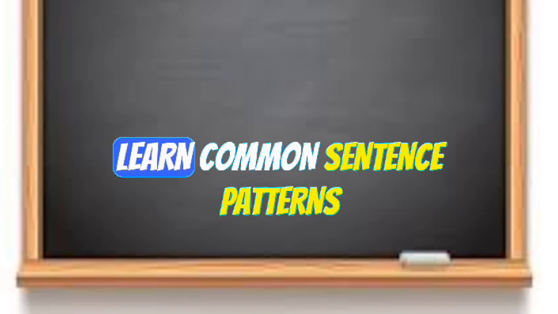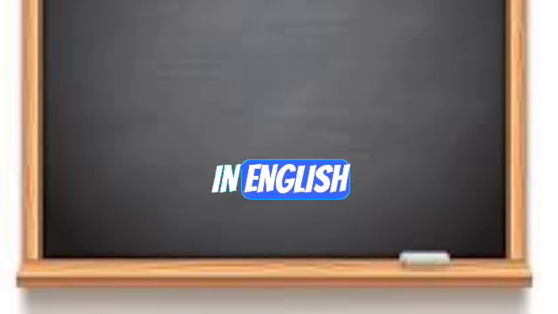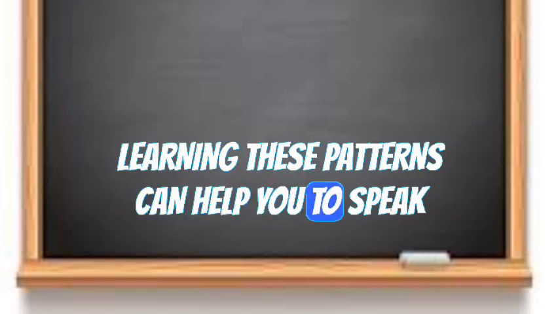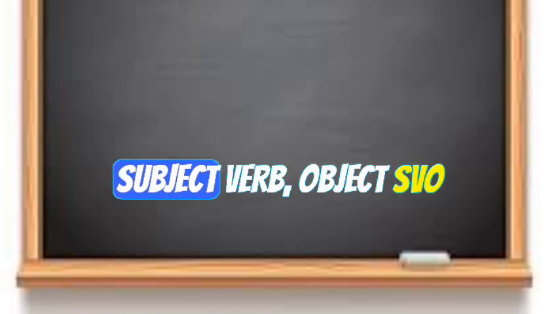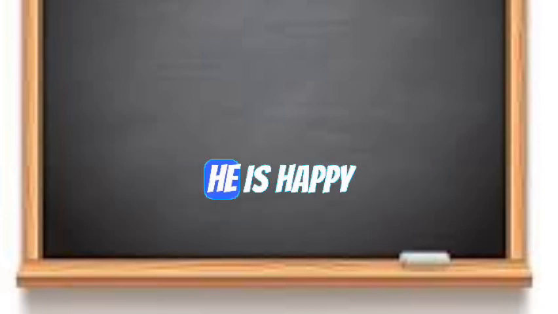4. Learn common sentence patterns. There are a number of common sentence patterns in English. Learning these patterns can help you to speak and write more fluently. Here are a few examples. Subject-verb-object, SVO, I ate the apple. Subject-verb-complement, SVC, he is happy.